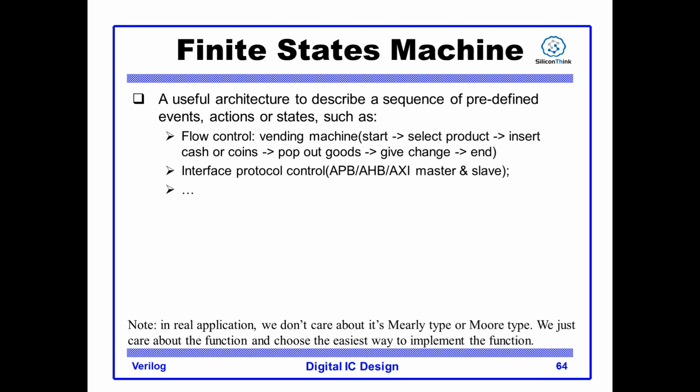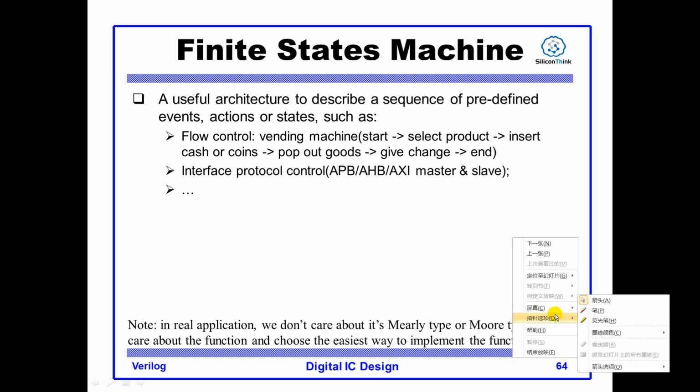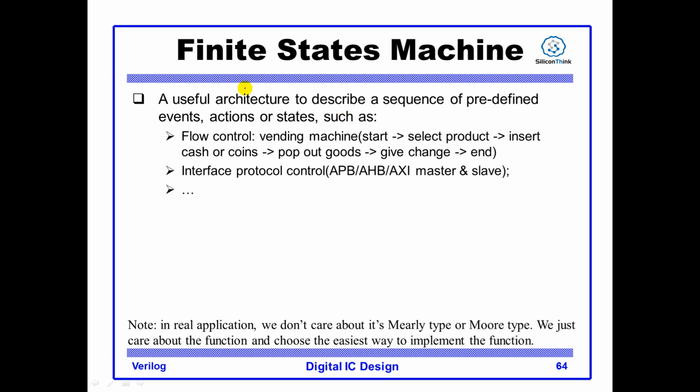In this section, I will talk about finite state machine. A finite state machine is a useful architecture to describe a sequence of predefined events, actions, or states. So let's take the vending machine for example. A vending machine is a machine that will sell goods to customers.